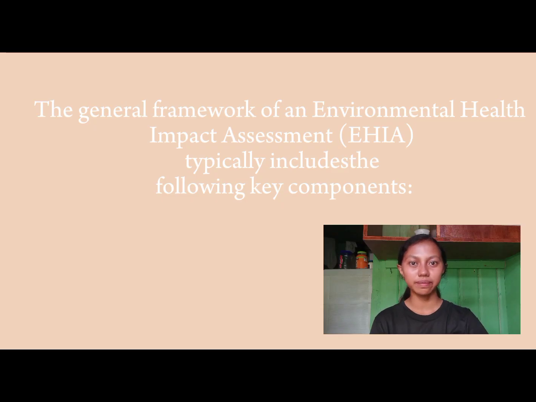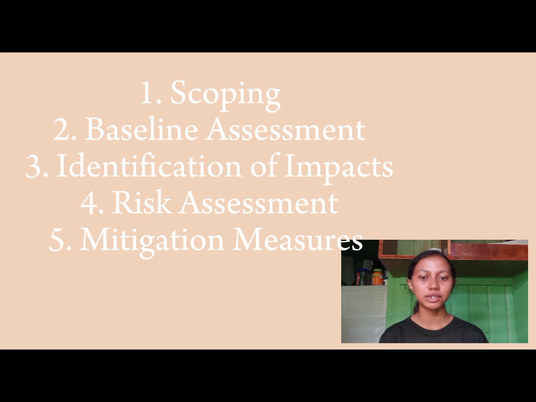The general framework of environmental health impact assessment typically includes the following key components. The first one is the scoping, identifying the scope and boundaries of the assessment, including the environmental and health issues to be addressed, as well as the geographic and temporal boundaries.